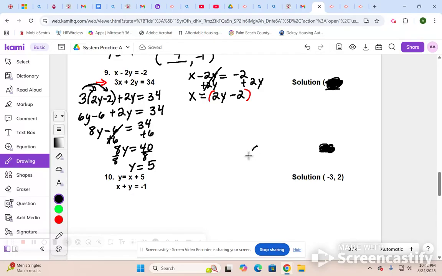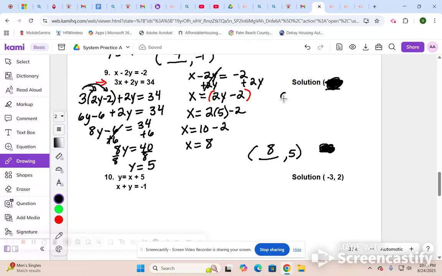So we know the y value is 5. But we still need the x value. To find the x value, I can go back to this one, or I can go back to this one right here. They are equivalent. It's easier if I go back to this one here. x equals 2 times y, well, y is 5, minus 2, x equals 10 minus 2, that means x equals 8. So our solution is 8, 5.